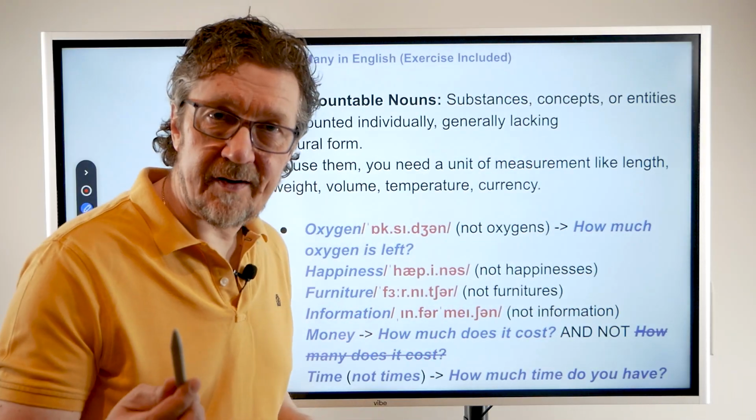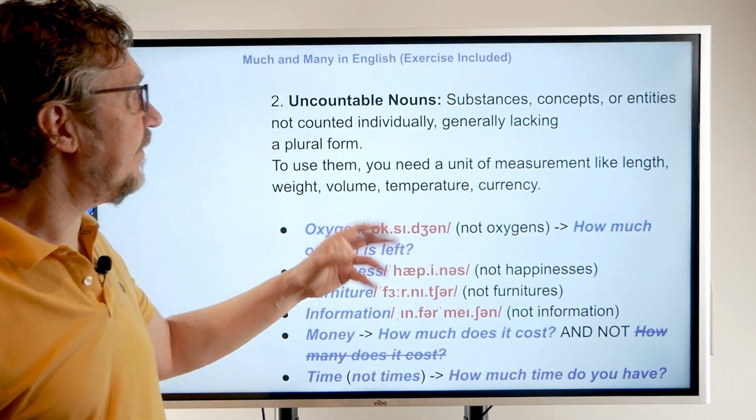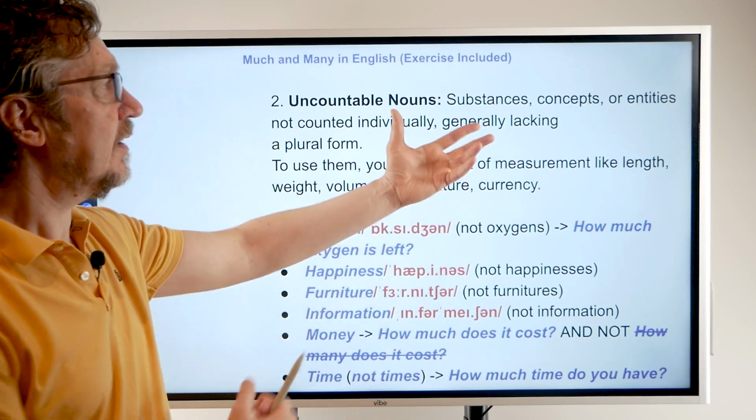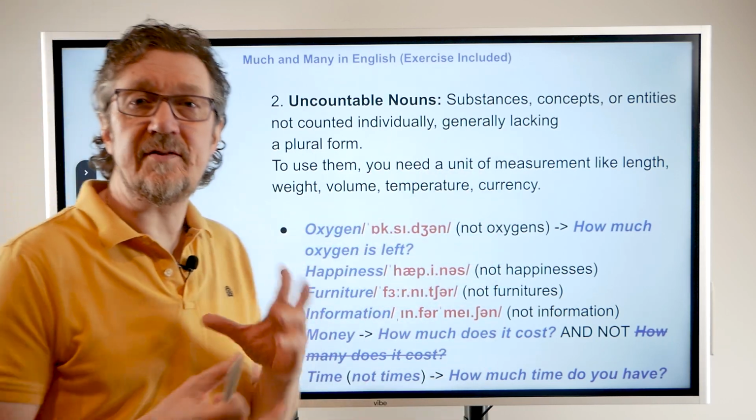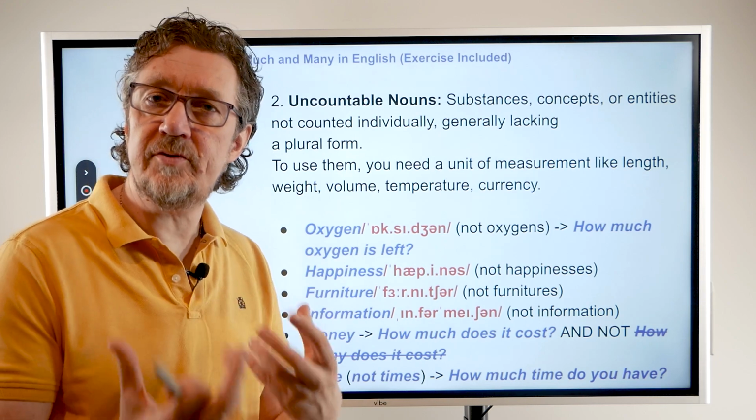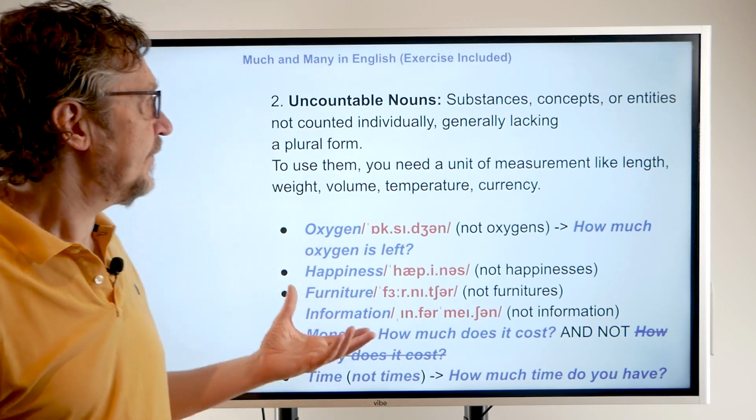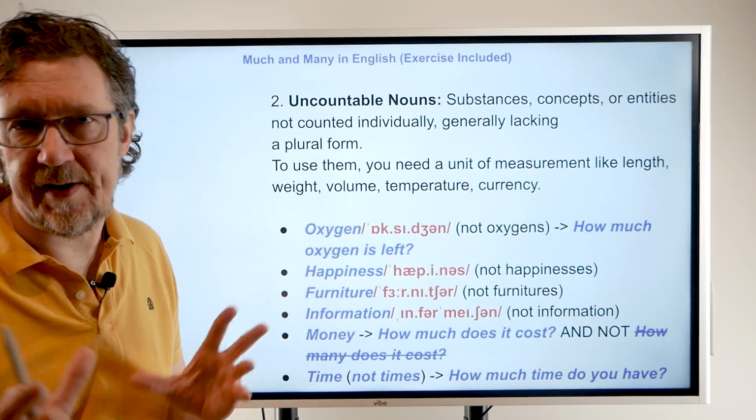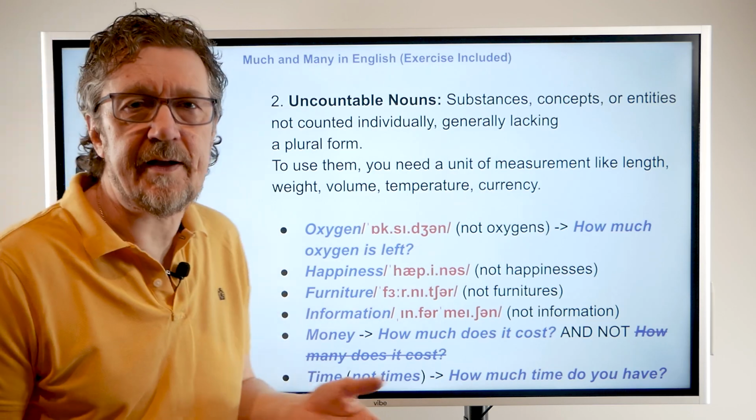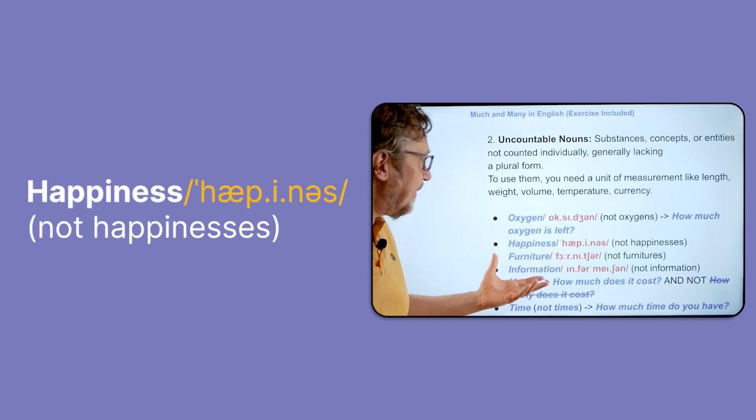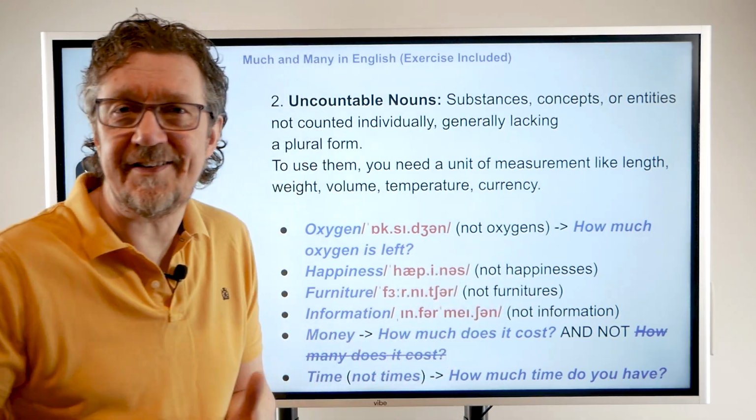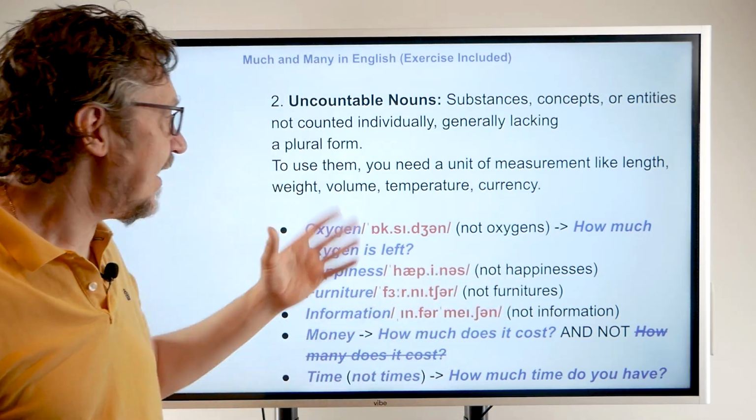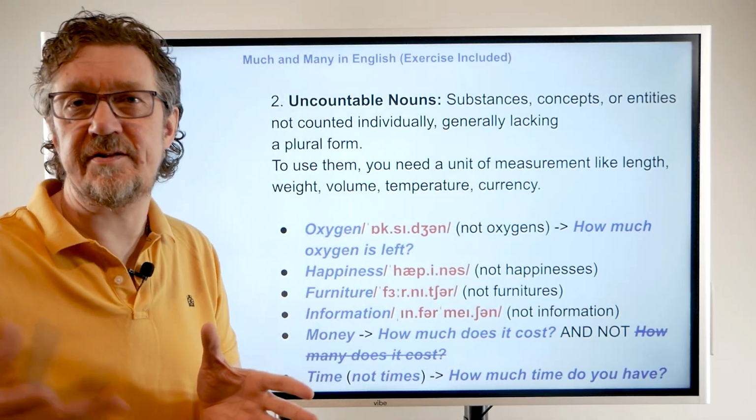Okay, moving on to uncountable nouns. Here we have substances, concepts, entities, which cannot be counted individually, okay? Now just think about what you're talking about and you'll know what you have to use. So it's lacking a plural form in that sense. Things like oxygen, happiness, furniture, okay? You can't say oxygens, all right? You have to say how much oxygen is left.